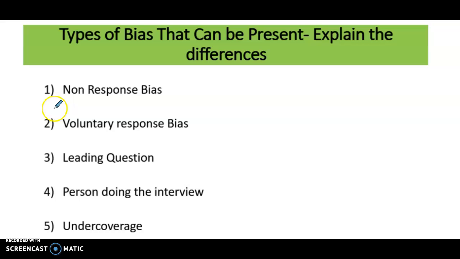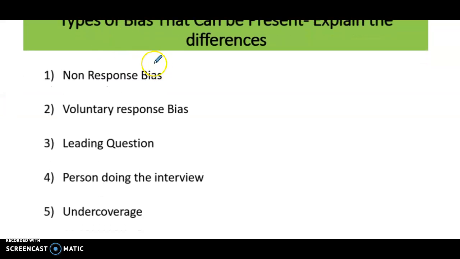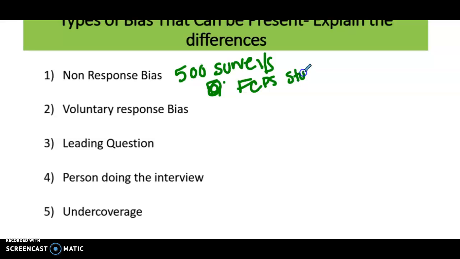All right, so there are types of bias that can happen when we are doing sample surveys. The first is a non-response bias. Non-response bias means that you sent out surveys. So you sent out 500 surveys to FCPS students, but only 300 responded. It's non-response bias because you chose the people that are going to be part of the survey and they chose not to respond.